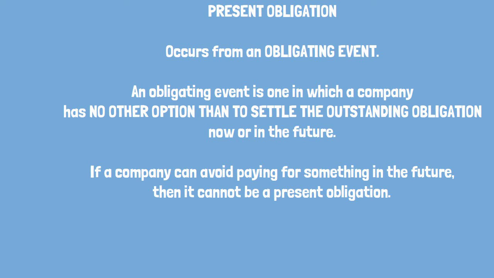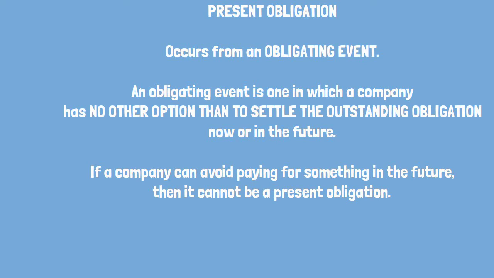An obligating event is one in which a company has no other option than to settle the outstanding obligation it has now or in the future. If a company can avoid paying for something in the future, then it cannot be a present obligation. Now, this obligation can be legal or it can be constructive.